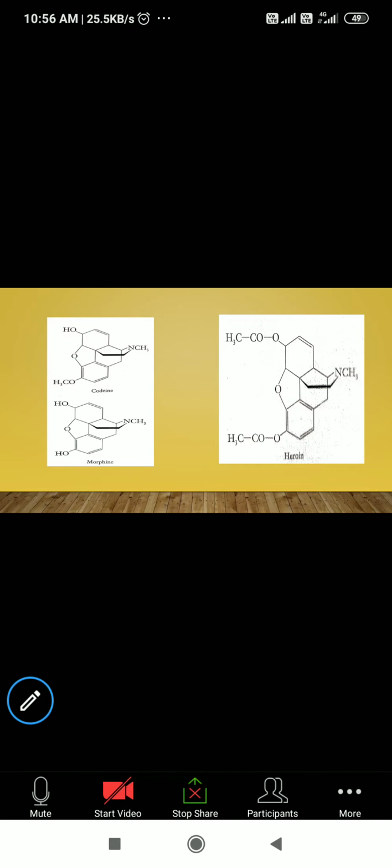As we know, another example is tobacco. Tobacco is able to produce nicotine, and we all know it is synthesized from nicotinic acid. And caffeine is a purine derivative. These are the naturally occurring alkaloids which are present in nature.